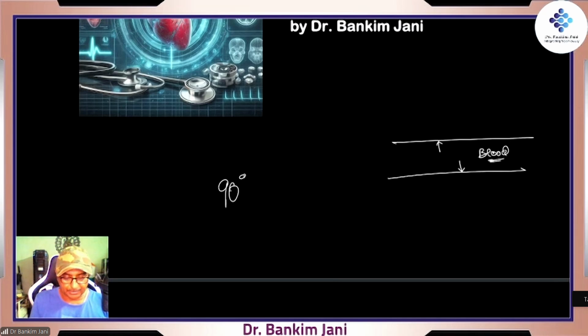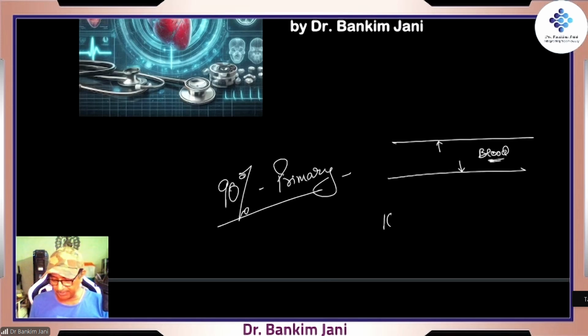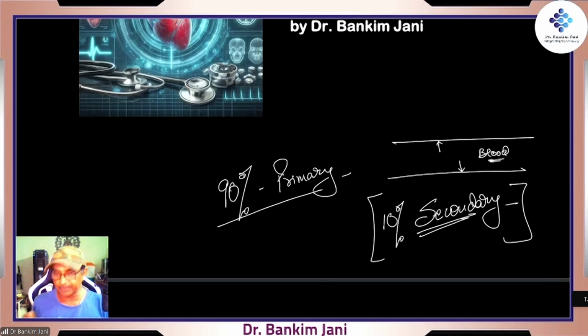As it is said, 90% is primary hypertension. But this 10%, which is also called secondary hypertension, is where the hypertension is because of some other cause. Now, this thing is more tricky, correct? You have to really identify the reason why it is, because it would be associated with so many other things.